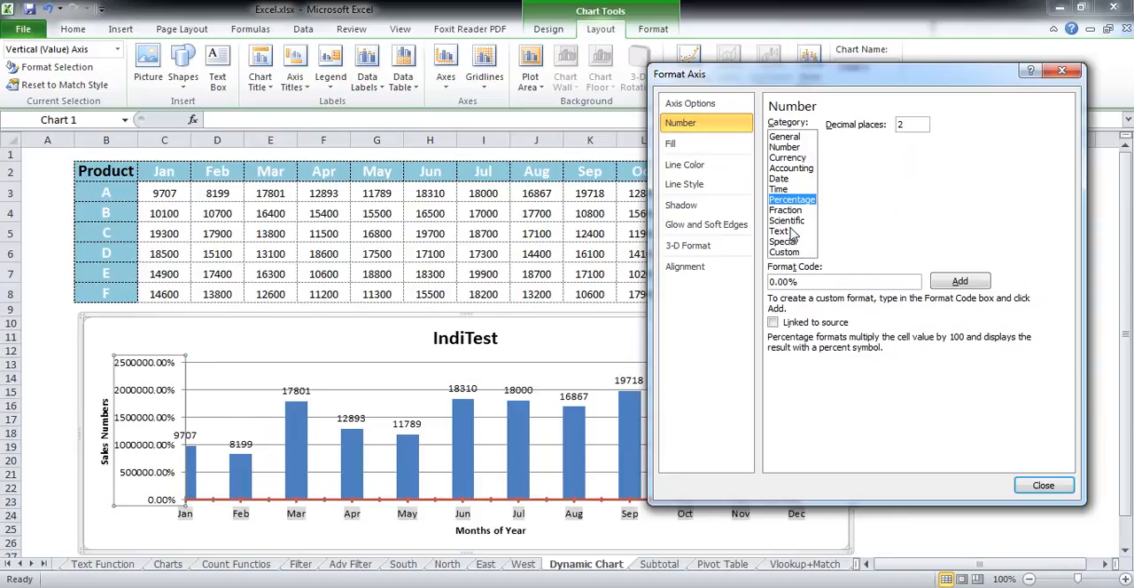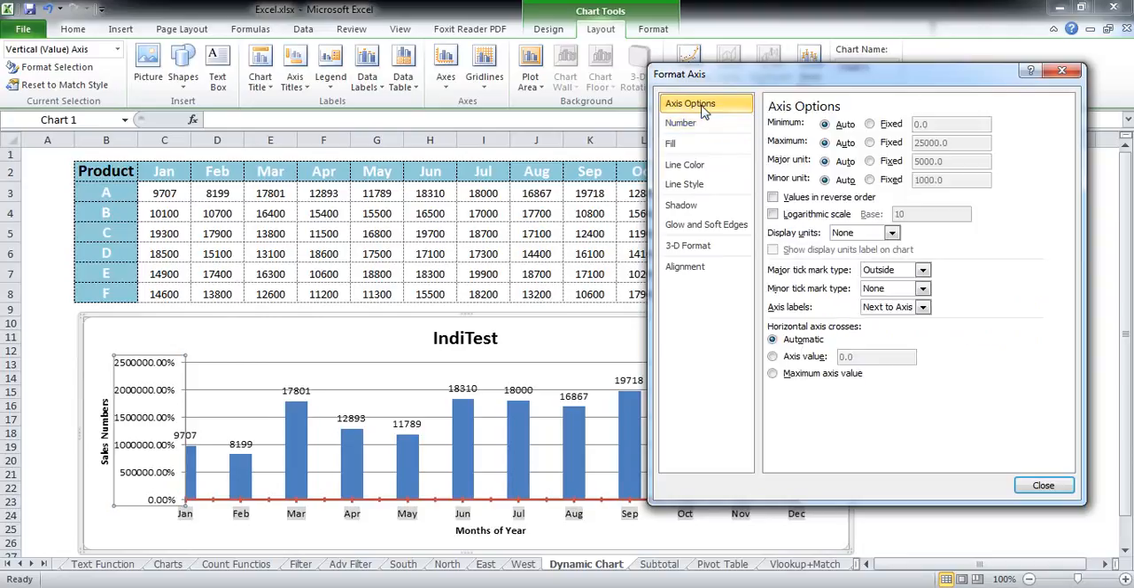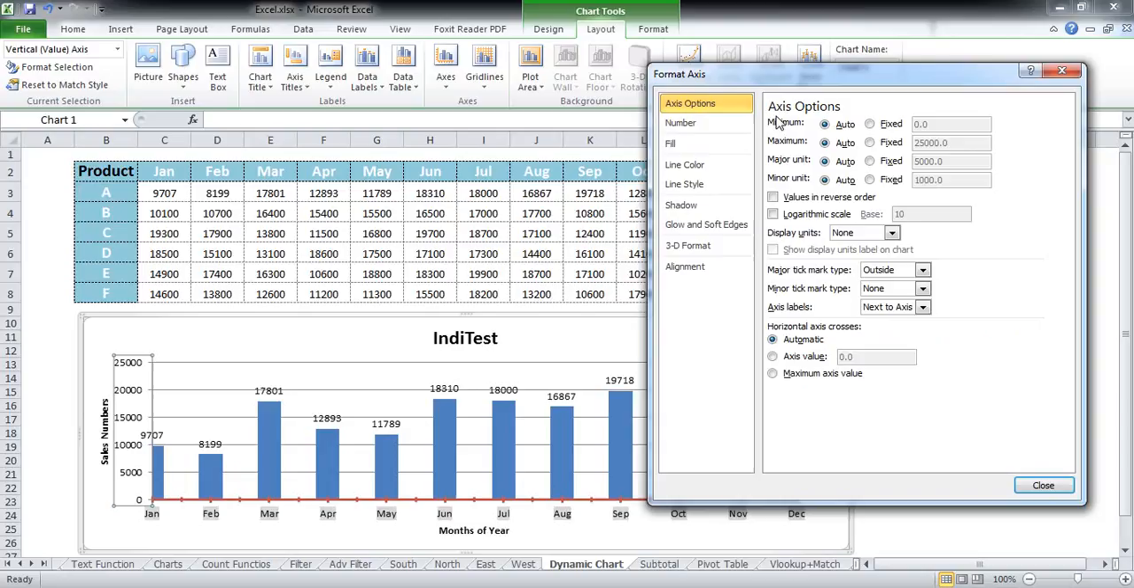As we move forward, let's focus our attention on these Axis Options over here. These are of paramount importance whenever you are creating a chart, and they prove to be quite handy if you are looking for custom versions of your charts in the end. So the first option over here is the Axis Options, and as you can see, it has to do something with the minimum and the maximum values, or the major and the minor units associated with my vertical axis over here.